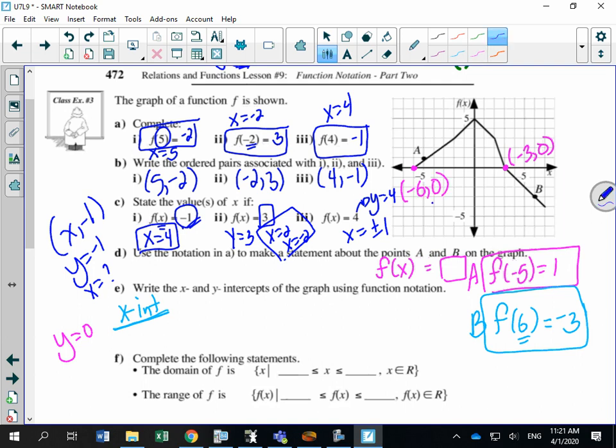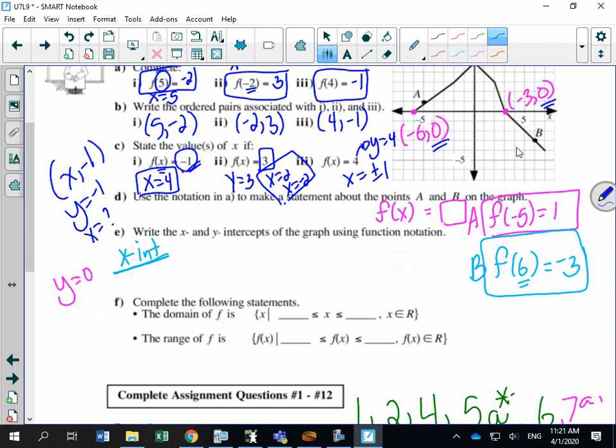So remember, for x-intercepts, y is always equal to 0. So if I said, okay, we'll write these two ordered pairs or these two coordinates in function notation, simple. This ordered pair in function notation would be f of -6 is equal to 0. And this guy, that's my x value. So it would be f of -3 is equal to 0. That would be my x-intercepts.